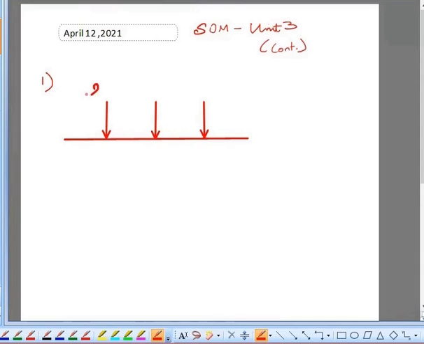So this load is 2 kilonewton and this is 4 kilonewton and this is 2 kilonewton. This is a simply supported beam. We'll be having the reactions at both the ends.